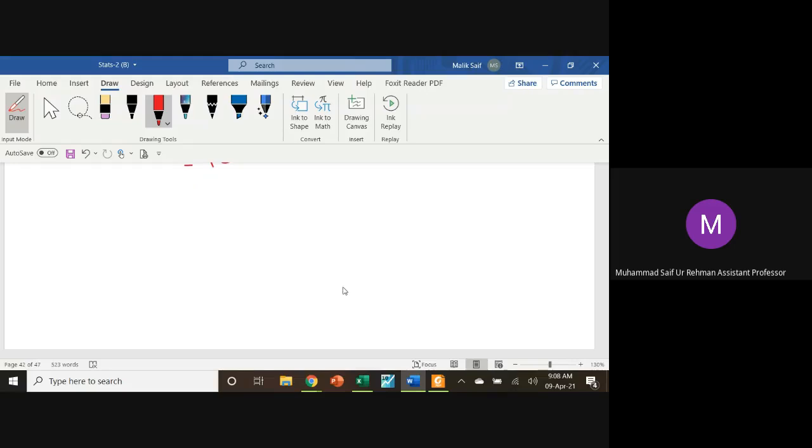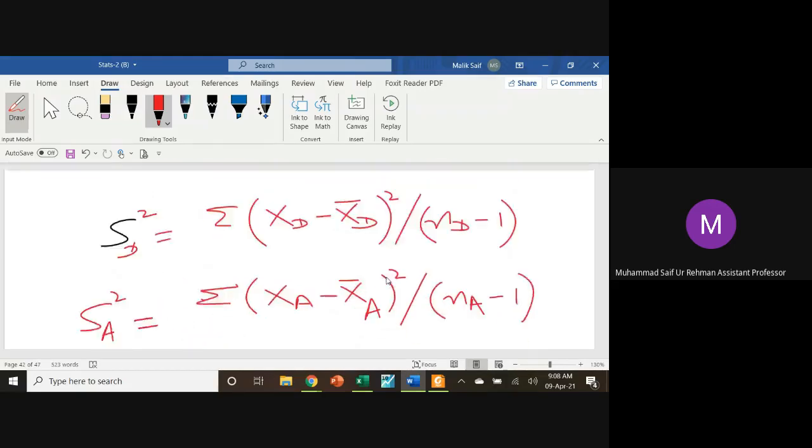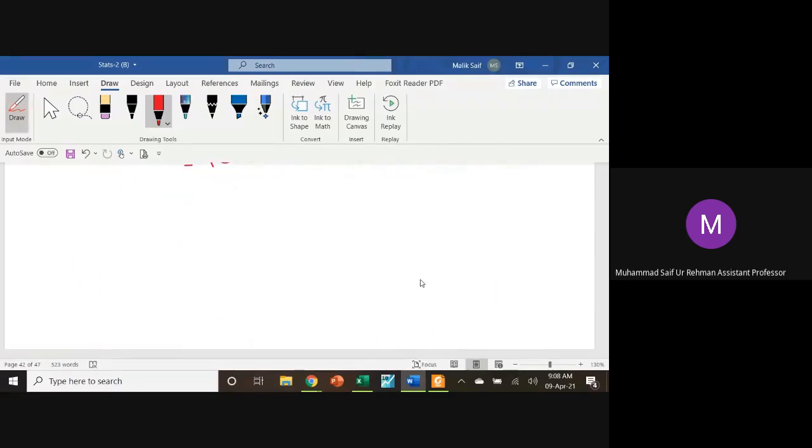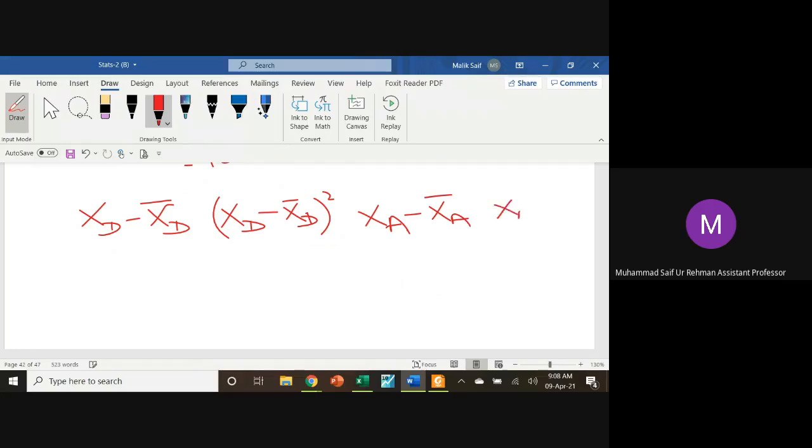So now you have to write down two columns. Why two columns? Because you are interested in this term and in this term. So you will write down the first column as xd minus xd bar, and then another column, xd minus xd bar whole square. Then there will be another column for the other series, xa minus xa bar, and then xa minus xa bar whole square, like this.